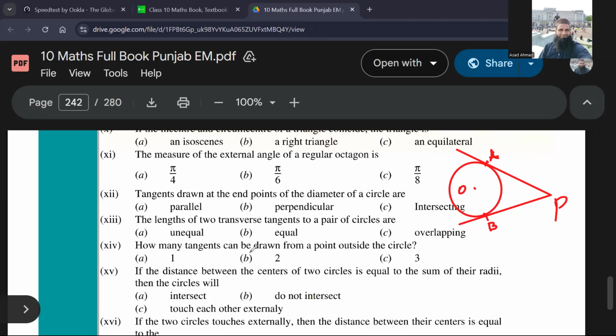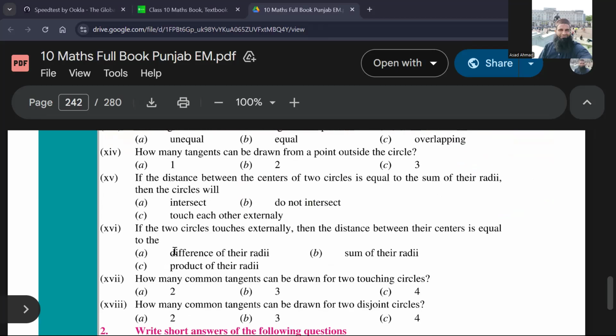So maximum from a point outside the circle, two tangents can be drawn. Number 15: if the distance between the centers of two circles is equal to the sum of their radii.